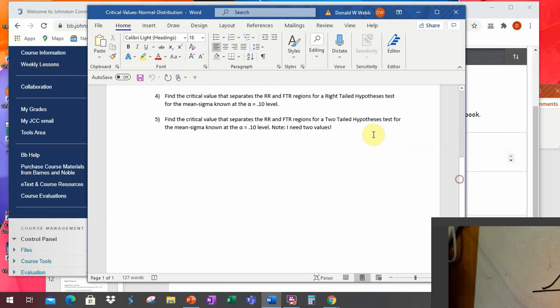Okay, and then finally do a 2-tailed version. Right tail is positive. Here I need 2 values for a 2-tailed, a negative and a positive with that alpha value. Okay, so hopefully that'll get you started. So work on these things. There's only a couple of them, and get them turned in, and we'll see you next tape.